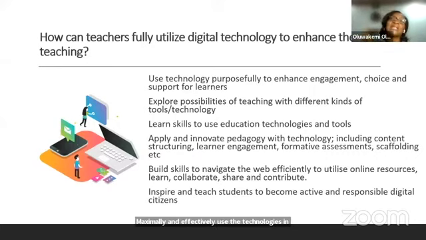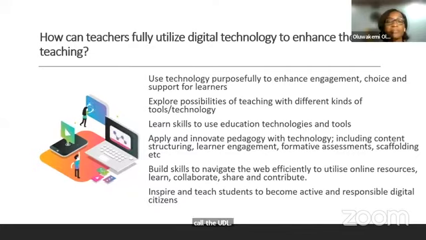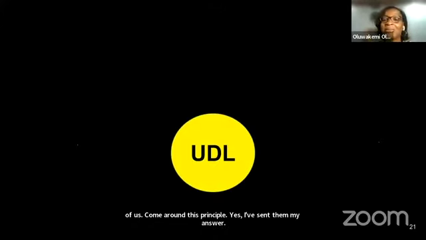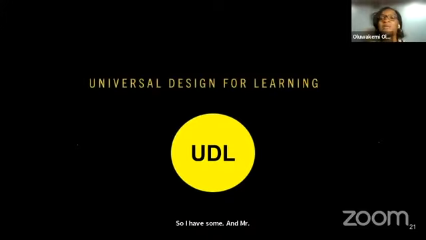And one of the principles that guide effective use of technology in education is what we call the UDL. Is anyone here familiar with the UDL? If you are, please just type in your response. What is UDL, if you're familiar with this concept? I'm waiting to see someone. Has any of us come across this principle? Yes, I've seen my answer. So, universal design for learning. Thank you. I have some responses, Mr. Vincent, Mr. Chinedu, thank you. So yes, UDL is universal design for learning.